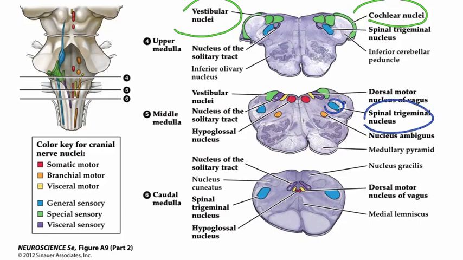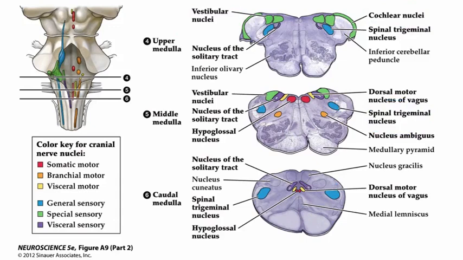in this blue shape. It's extending all the way down through the medulla, and in fact will seem to merge with the upper part of the spinal cord as the spinal nucleus of the trigeminal complex merges with the dorsal horn of the spinal cord.